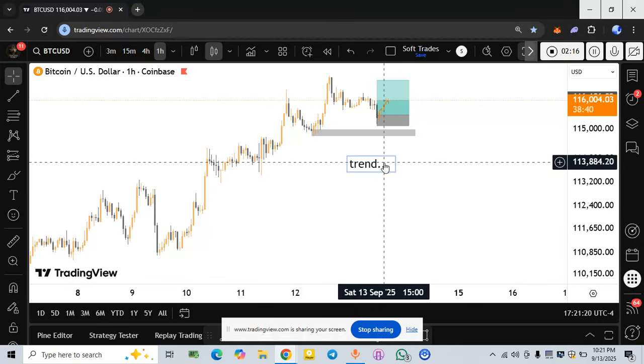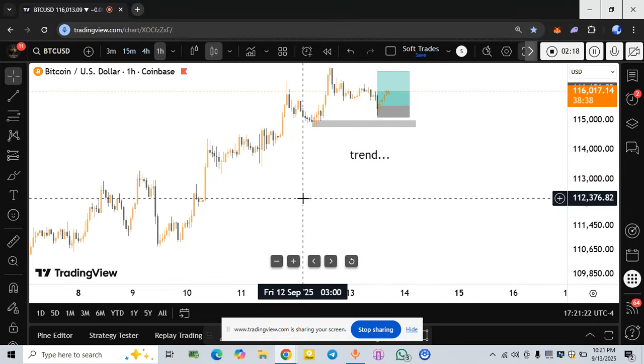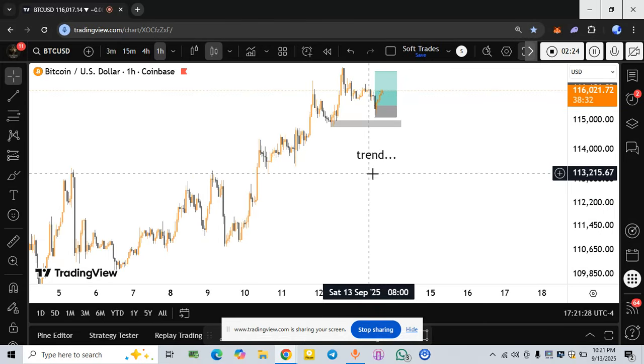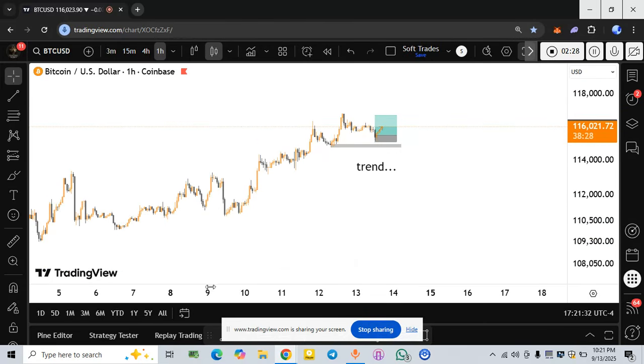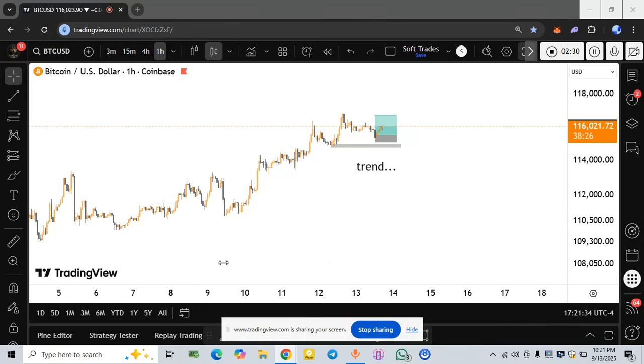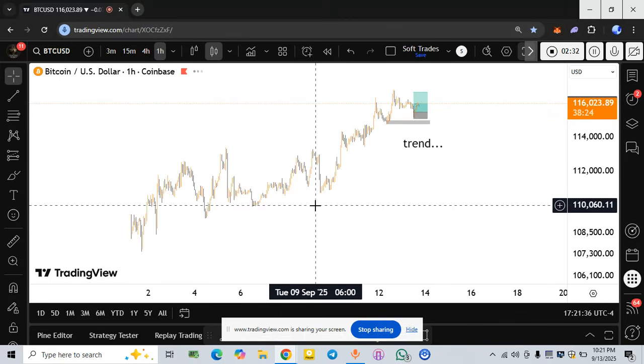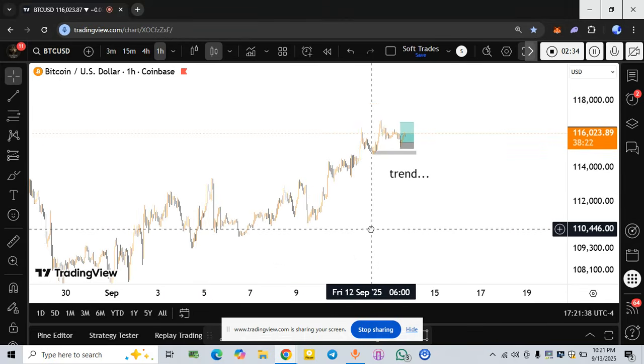So you need to know your trend. Then once you have identified your trend, for example, that the trend is bullish, in this case we can see that on the 1 hour time frame BTC is obviously, as you can see, bullish over here. So what you want to be looking for is bullish points of interest.